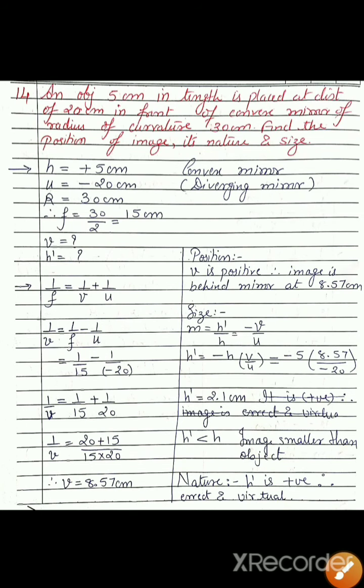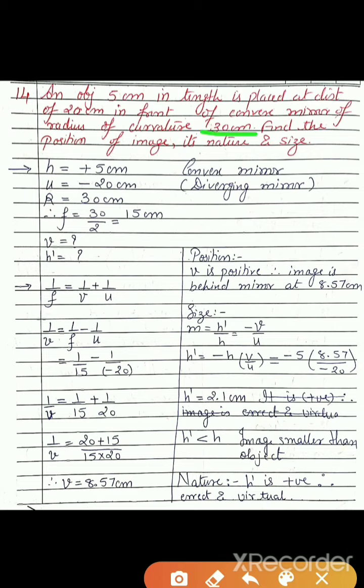In 14th numerical, they have given you one convex mirror of radius of curvature 30 centimeter. And then they are telling you that the object of height 5 centimeter is placed at a distance of 20 centimeter in front of the convex mirror. You have to find out the position of the image and its nature and size.